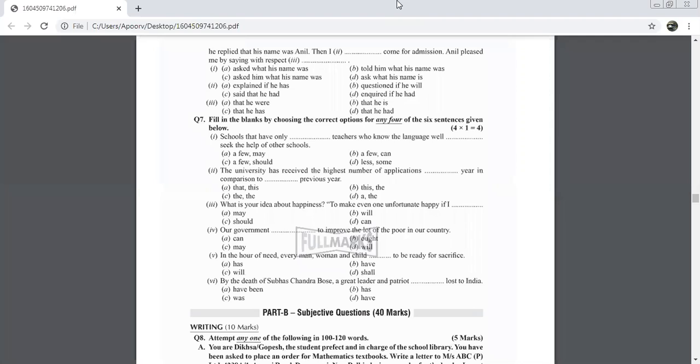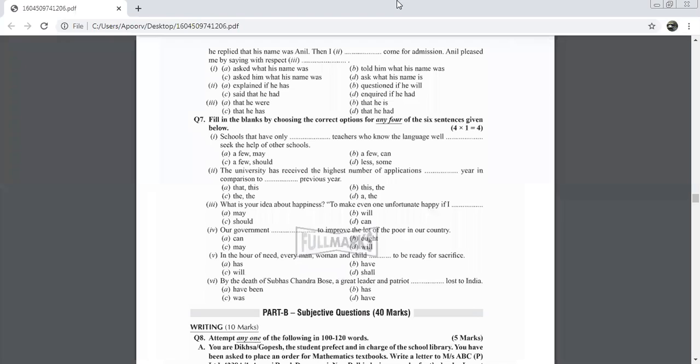Schools that have only dash teachers know the language well dash seek the help of other schools. Option A. Schools that have only a few teachers who know the language well may seek the help of other schools. Correct. A few and may.